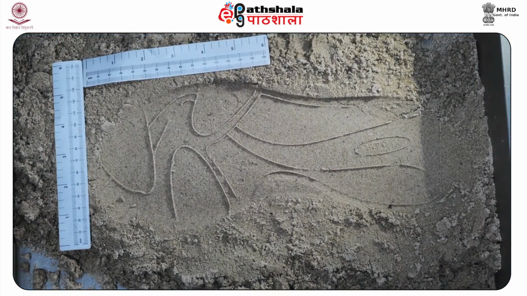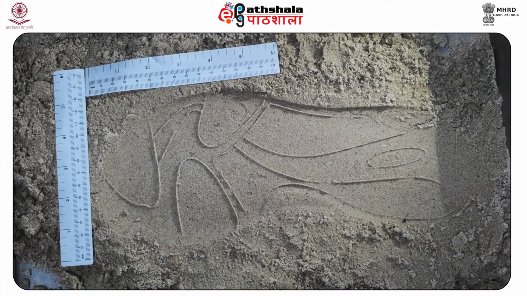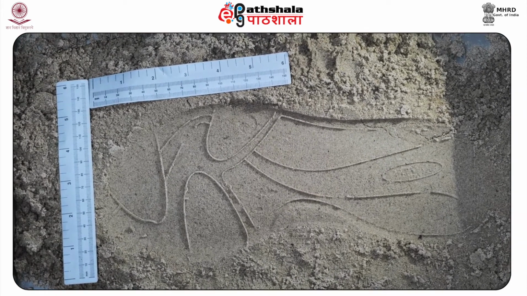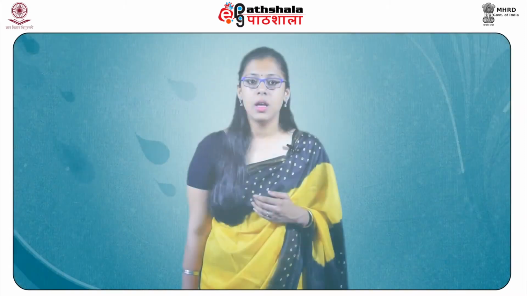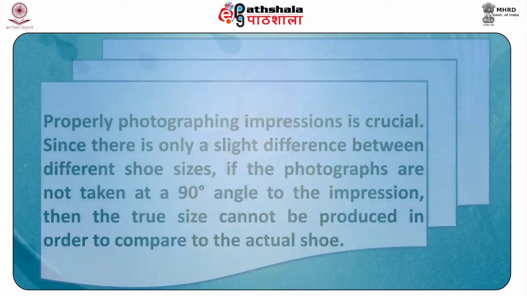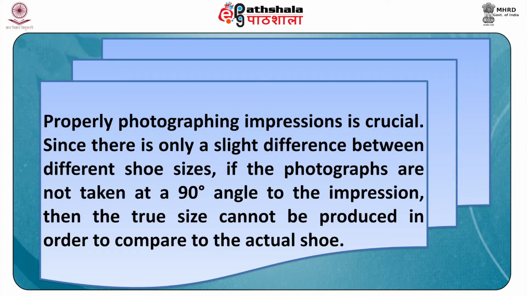In the case of impression evidence, general photographs of the evidence location in relation to the rest of the scene are taken, along with high-resolution images of the individual imprints or impressions. Examiners may use alternate light sources or chemical enhancers to capture as much detail as possible, especially with latent imprints. Properly photographing impressions is crucial since there is only a slight difference between different shoe sizes. If the photographs are not taken at a 90-degree angle to the impression, then the true size cannot be reproduced in order to compare to the actual shoe.